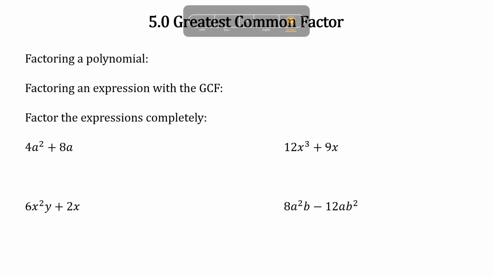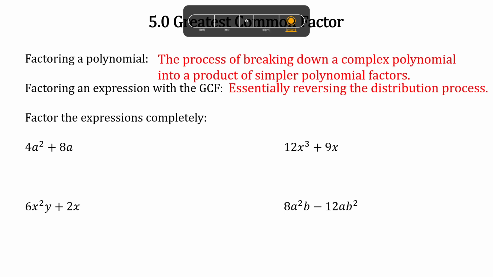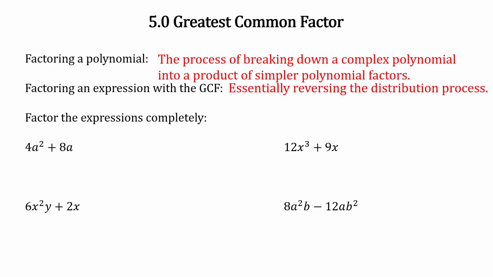We're going to factor a polynomial. Factoring an expression with a GCF. Sorry, the process of breaking down a complex polynomial into a product of simpler polynomial factors. When you're factoring an expression with the greatest common factor, you're essentially reversing the distribution process. So, what goes into both 4a squared and 8a? Well, they're both divisible by 4.